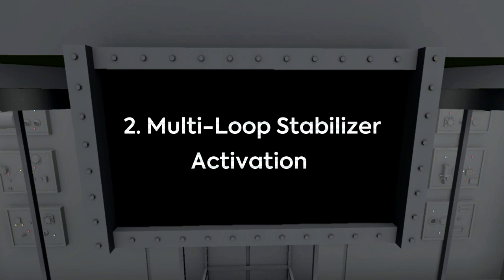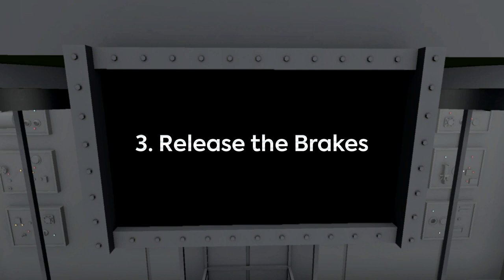2. Multi-loop stabilizer activation. To prevent materialization a few inches above the intended coordinates, the multi-loop stabilizer must be activated prior to landing. The multi-loop stabilizer adjusts a TARDIS to land on a surface. 3. Release the brakes. Before rematerialization, the brake, aka pause control, should be released. This prevents the sound of the dimensional stabilizers from being heard. However, myself and many other Time Lords like the sound of the dimensional stabilizers, so you can skip this step if you would prefer.